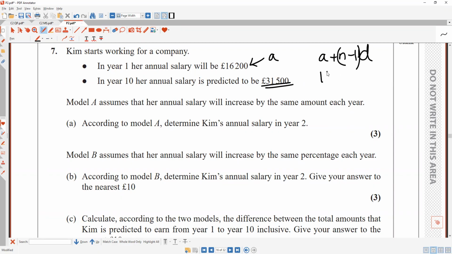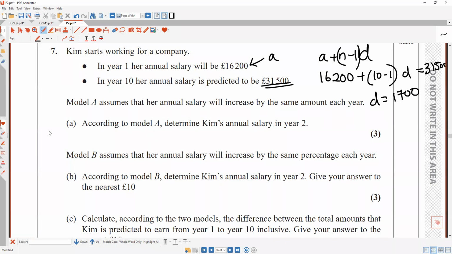What's your a? Your a is 16,200 plus n minus 1 into d. We don't know the common difference d, but n is going to be 10 because they said 10 years. So how much is it? 31,500. Now can you subtract both of them and find the d value? You guys got the d value? What is the d value you got after this?